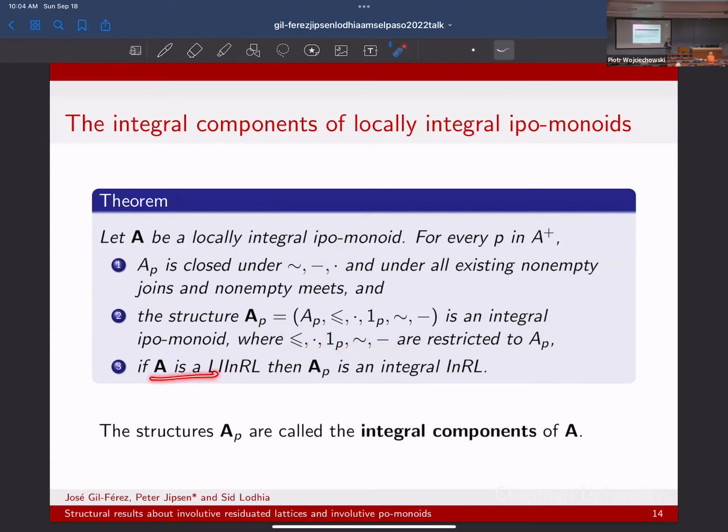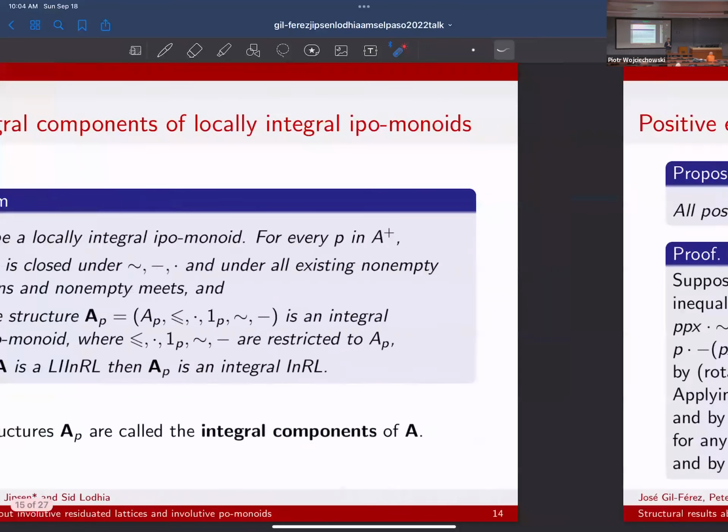And if A is a locally integral involutive residuated lattice, so if we have all joins and therefore also all meets, then the resulting algebra that we get is an integral involutive residuated lattice. And these AP algebras are called the integral components.